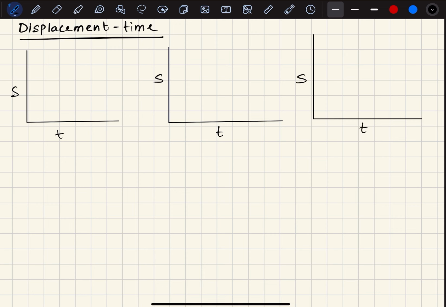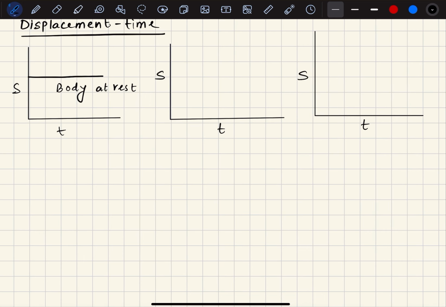Body at rest. Write down body at rest, and definitely body at rest, but at t equal to 0 it has a position away from the observer.